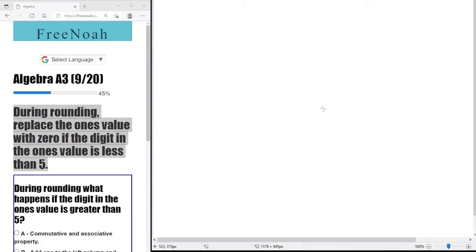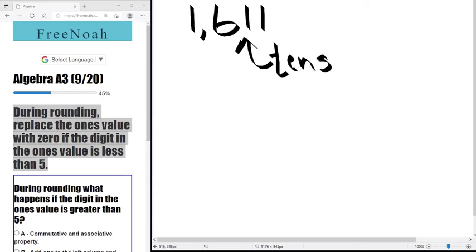I'll give you 2 more examples, that way you can get a little bit more clarification. Using a number line is always helpful. It helps you envision it. So here we have 1,611, and we're going to evaluate the tens place value. So we're going to round to the nearest ten.